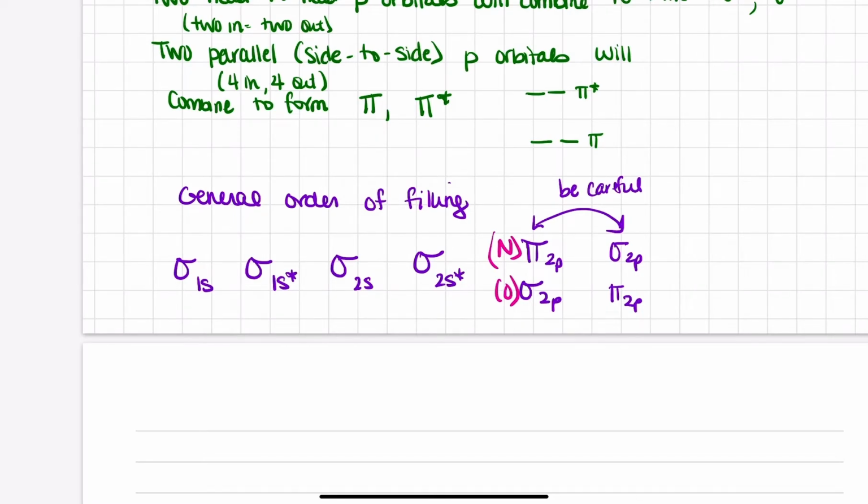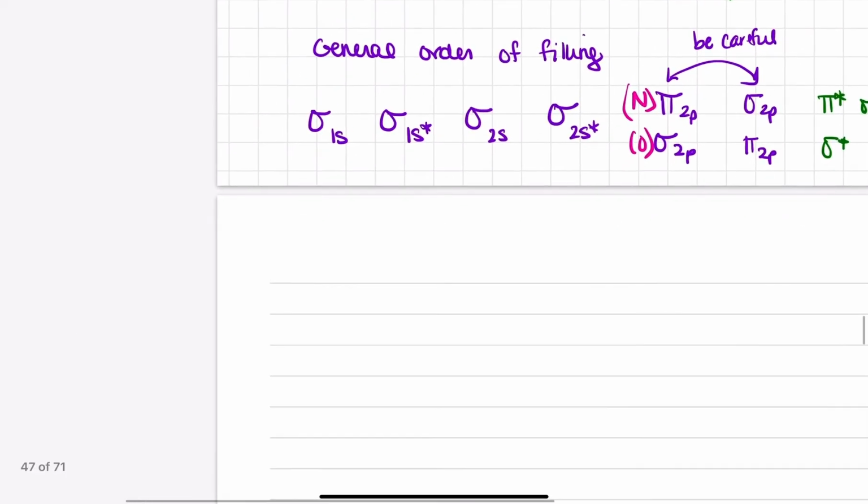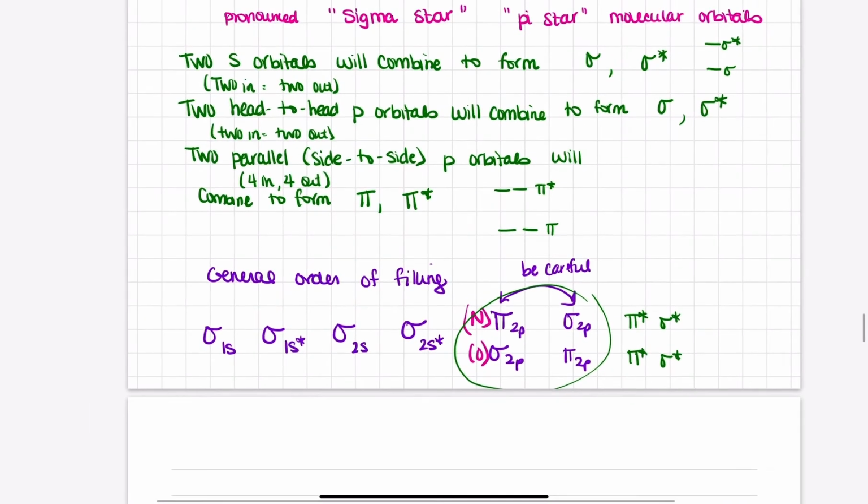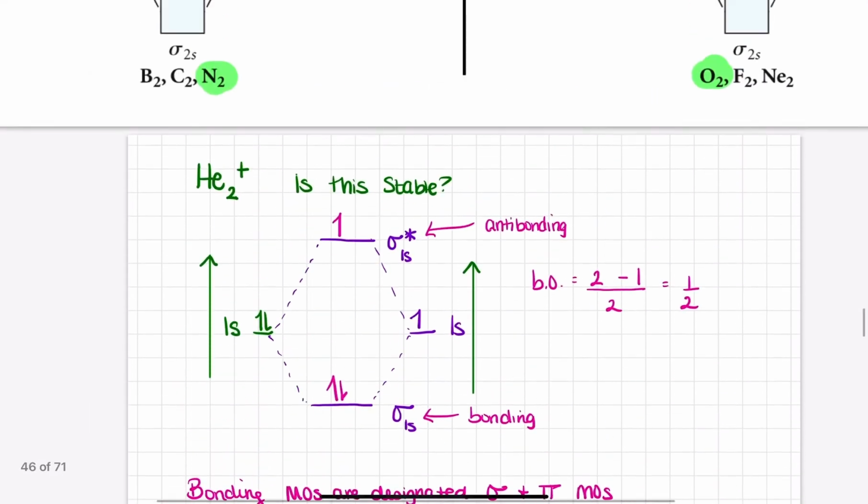Nitrogen or below, you're then going to fill your pi star and sigma star. Oxygen and above, you're going to fill your sigma star. Oh, sorry, thinking about that backwards. You're still going to fill pi star, sigma star. It's only these that get switched. Again, I'll show you that example in just a sec. So, pause the video if you need to write this down. I need to go back up and figure out where I was last writing.